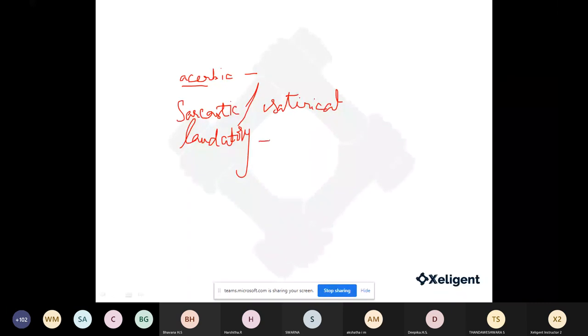So laudatory is again a tone or mood of the author where the author would have praised something in the passage. So if that is the passage, then you can go for this kind of tone. And then the most commonly used tone is nostalgic. When the author speaks about past memories, something that happened in the past, in that case the tone is nostalgic.